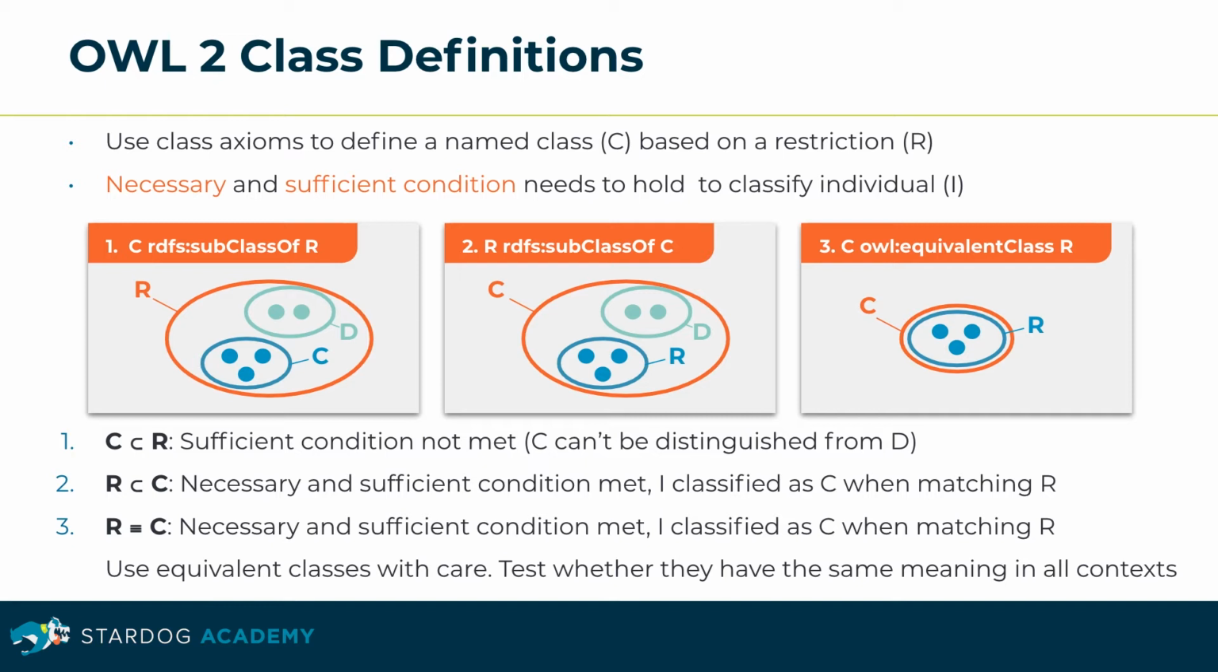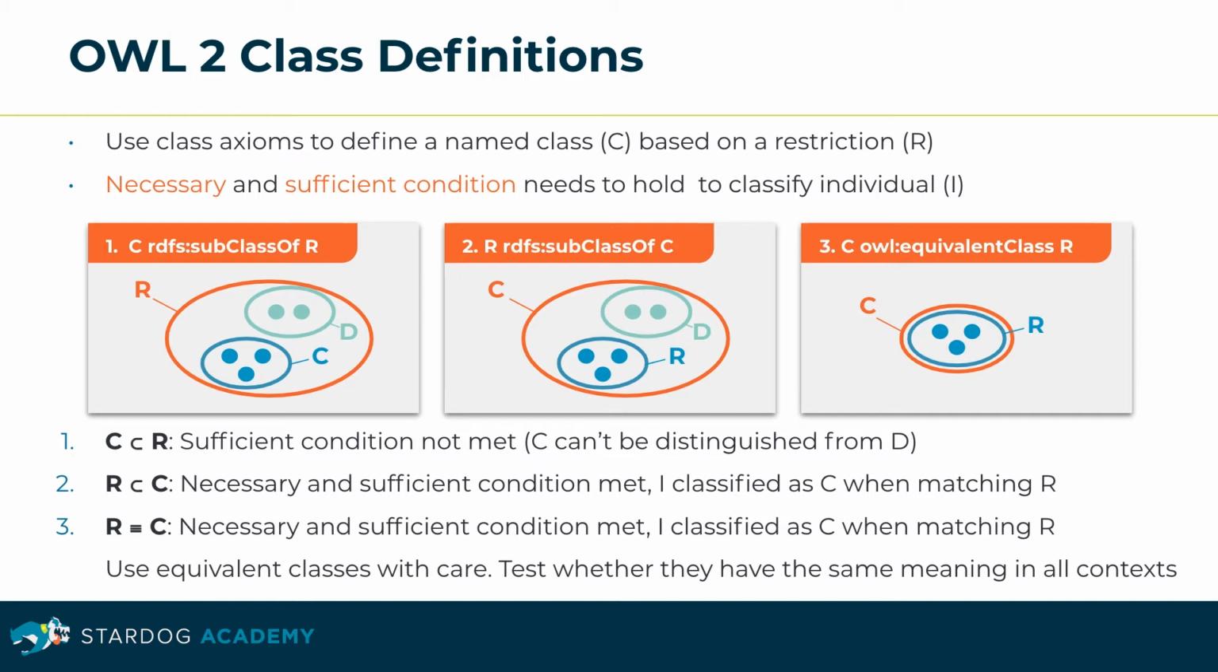In the first case, the named class C extends from restriction R. It is necessary for instance I to match the restriction, but not sufficient to be classified as instance of the particular class C. In the second case, it is the restriction R that extends from the named class C. It is necessary for instance I to match the restriction and sufficient to be classified as instance of the superclass C. In the third case, the named class C and restriction R are equivalent.